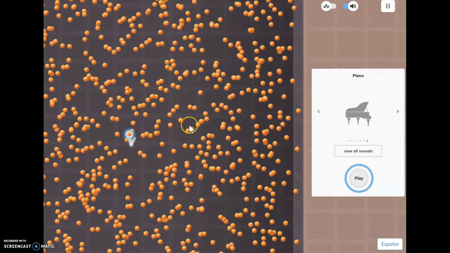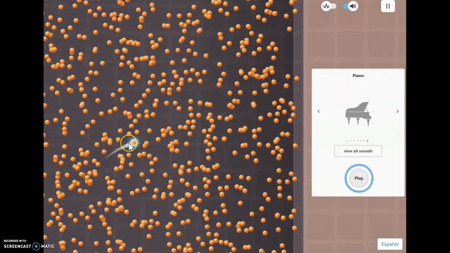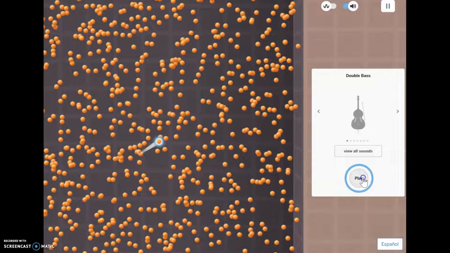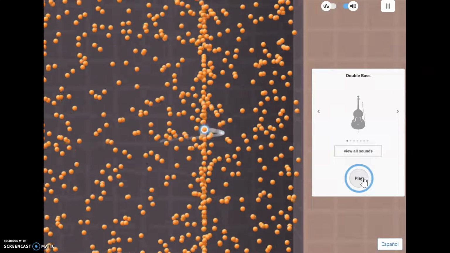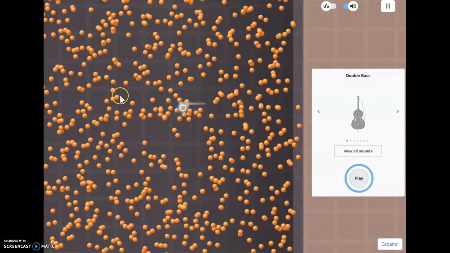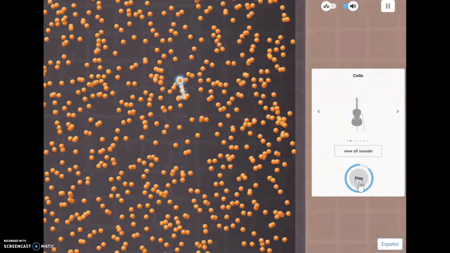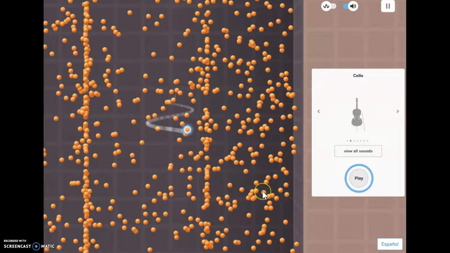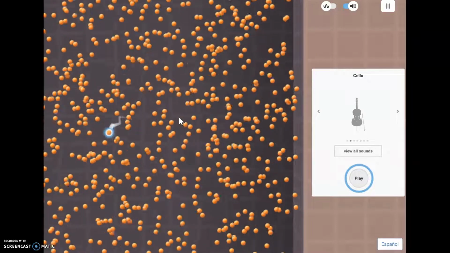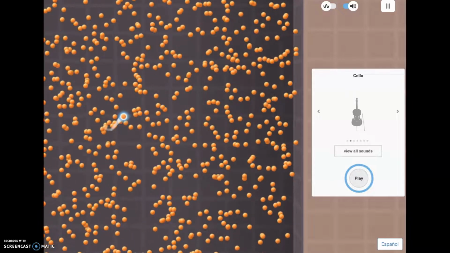So it started over here. By the end, it came over here. It didn't really move that much. But what I did see was that it vibrated a lot and it crashed into the other particles. Let's try with the double bass. In this one, it actually moved more. It moved slower, but it moved a farther distance. Okay, let's try one more. Let's try the cello. Okay, again, I see that it's crashing into other particles. Another word we could use is colliding. So it's colliding with other particles and transferring that energy across the screen.